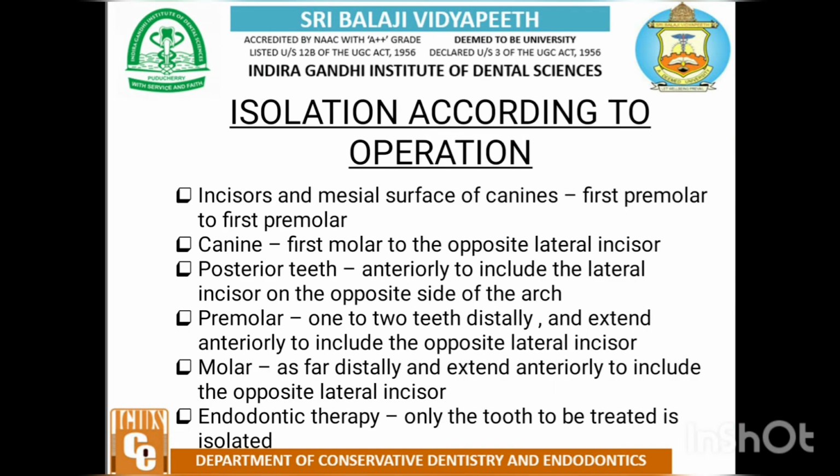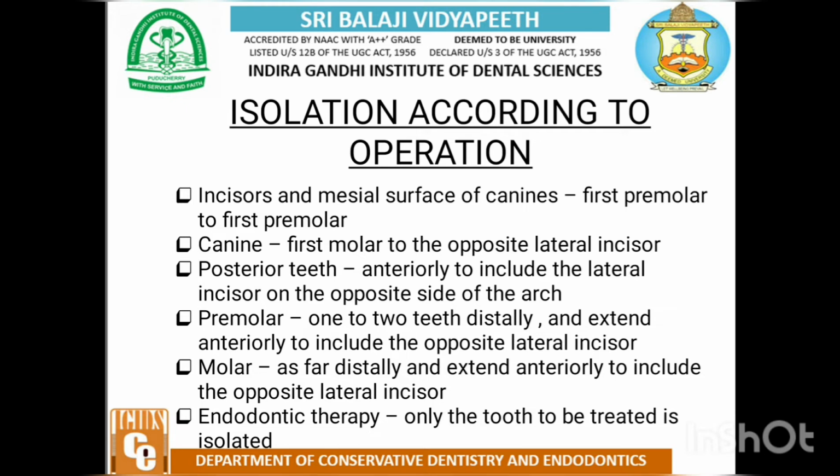Isolation according to operation. To operate on the incisal and the mesial surface of the canine, the rubber dam is placed from the first premolar of one quadrant to the first premolar of the other quadrant. To operate on the canine, the rubber dam is placed from the first molar to the opposite lateral incisor. To operate on the posterior teeth anteriorly, the rubber dam is placed to include the lateral incisor on the opposite side of the arch.